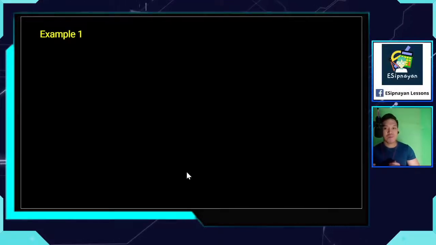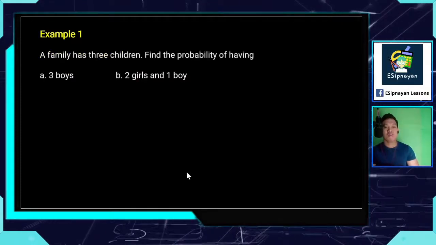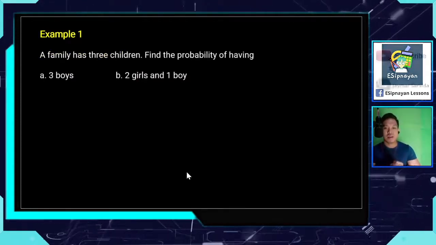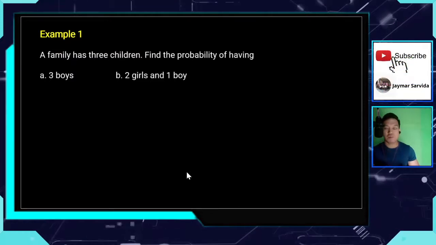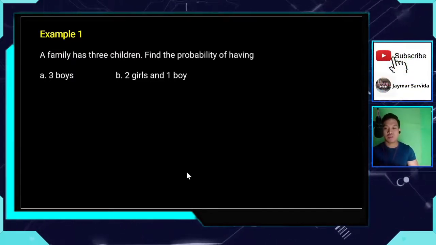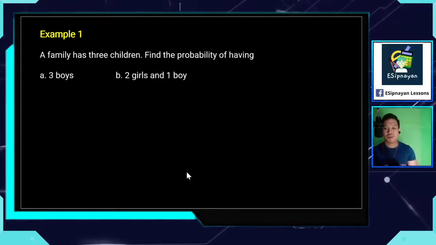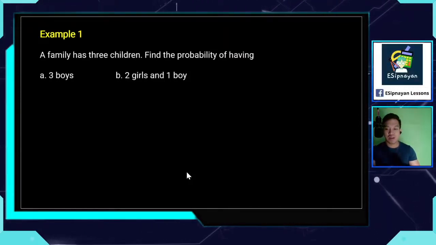Okay, example number 1. A family has 3 children. Find the probability of having 3 boys. Then for letter B, 2 girls and 1 boy. So we will use a tree diagram showing the possible genders of the children.